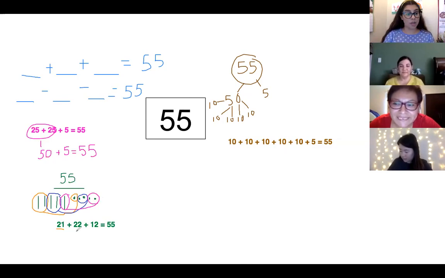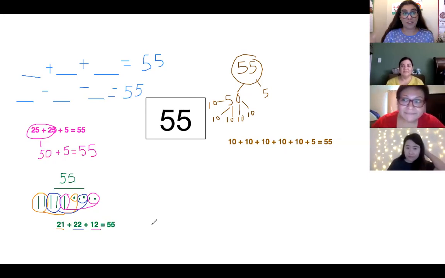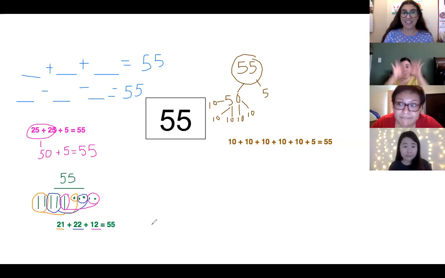So she has 21 plus 22 plus 12. Oh, let me do this. Plus 12. And then I used blue for that 22. So she knows that all of those numbers together make 55, and she just figured out, okay, let's look at my add-ins and make my add-ins from the place value numbers I have. Wow, thank you for that strategy.